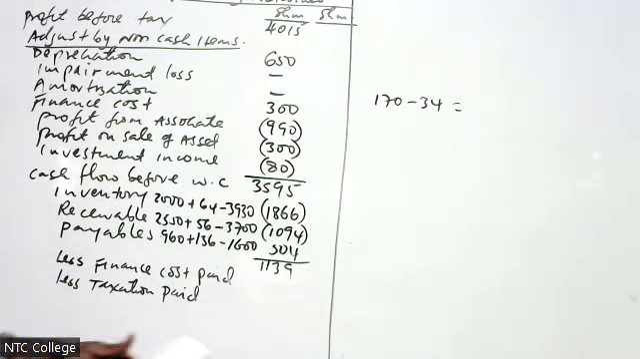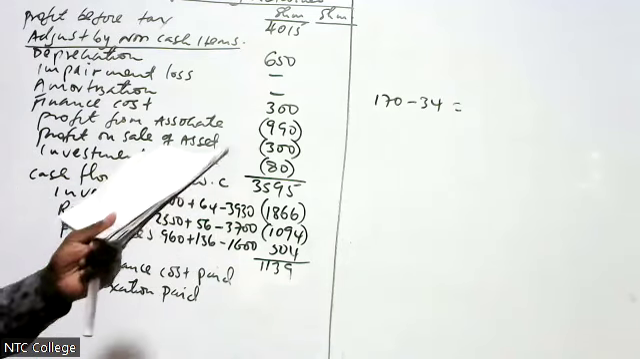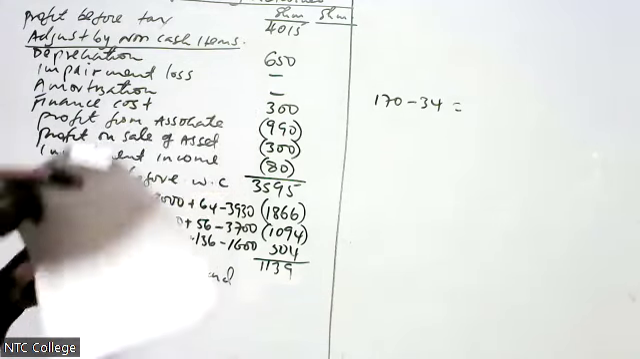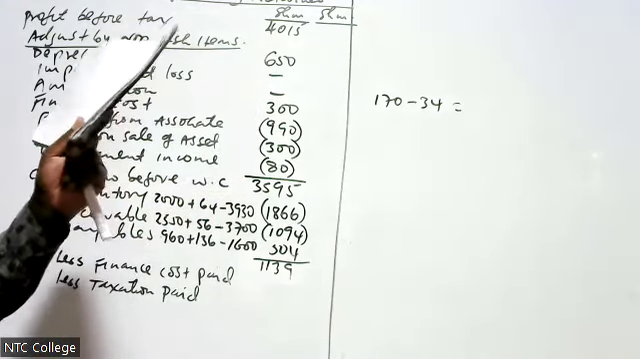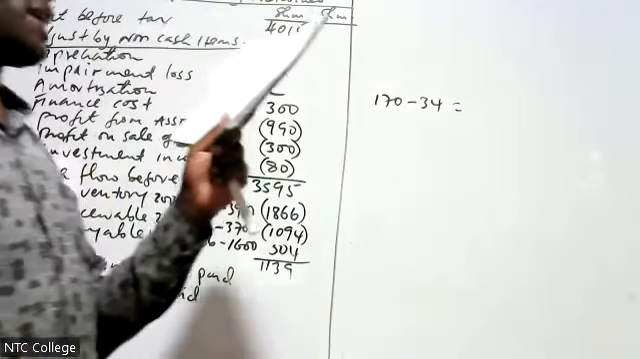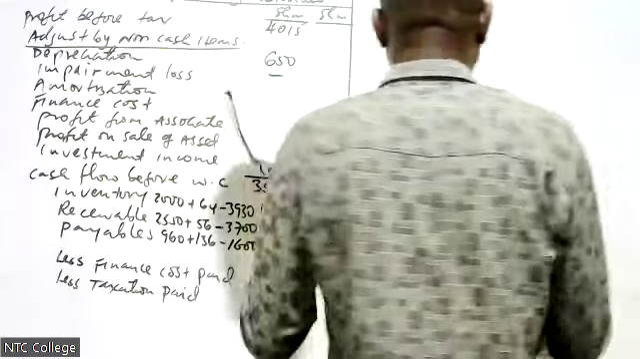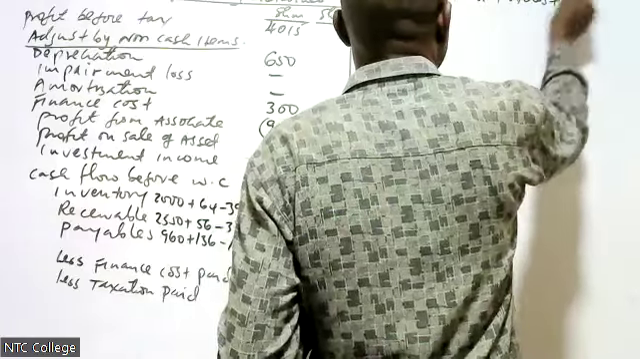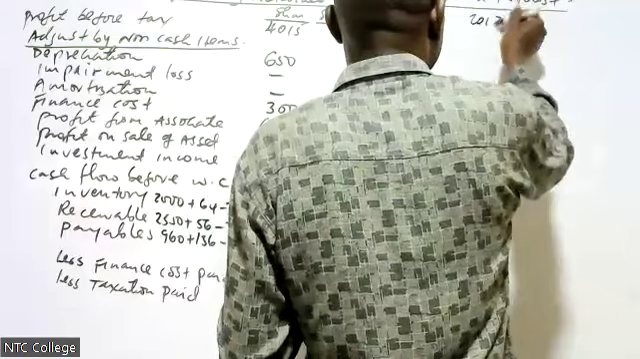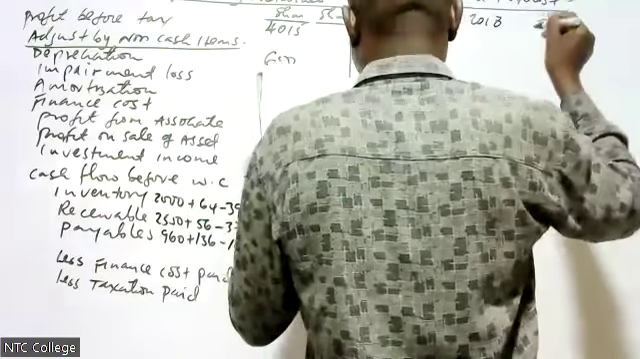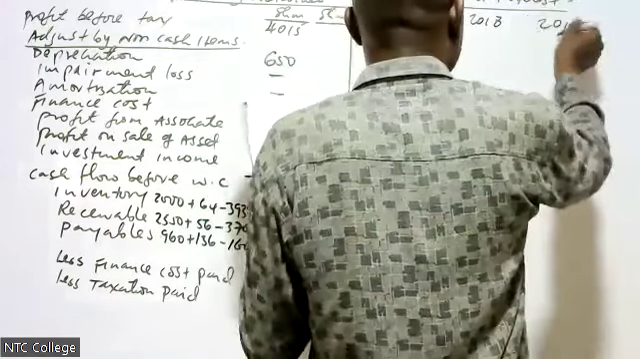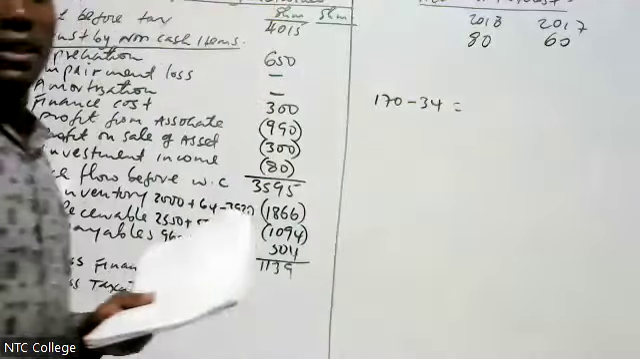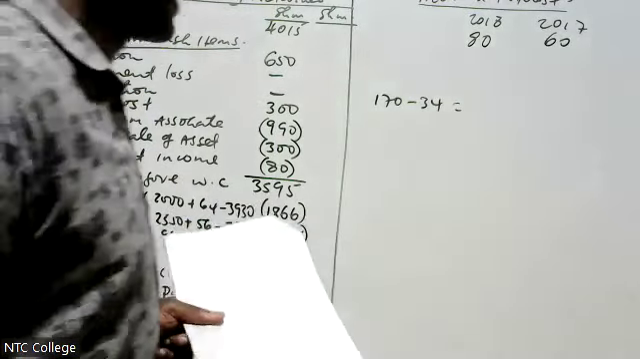Okay, let's go to finance cost paid. Now, finance cost paid, in the income statement, we have 300 that we charged here. Is it what we paid? When we check in note number 9, there is accrued interest. We have 2018 and 2017. In 2017, accrued interest is 60. In 2018, it is 80. Therefore, it means that we are going to compute that item.